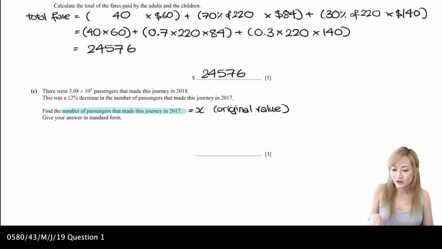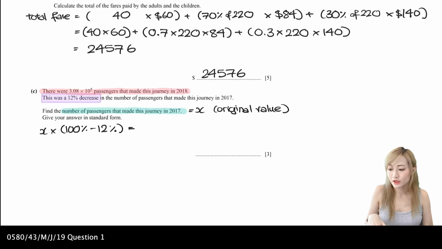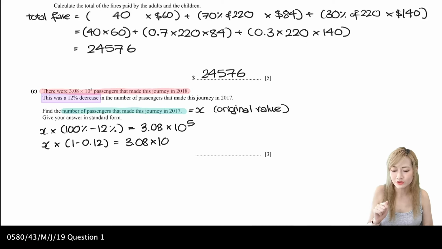And the original value got decreased by 12%. So X multiplied by 100% minus 12% should equal the value in 2018, which is 3.08 multiplied by 10 to the power of 5. So 100% minus 12% as a decimal would be 1 minus 0.12. So that's X multiplied by 1 minus 0.12 equals 3.08 multiplied by 10 to the power of 5. And then we can use it to solve for X. So 0.88X equals that. And we can divide both sides by 0.88 to get the value of X.